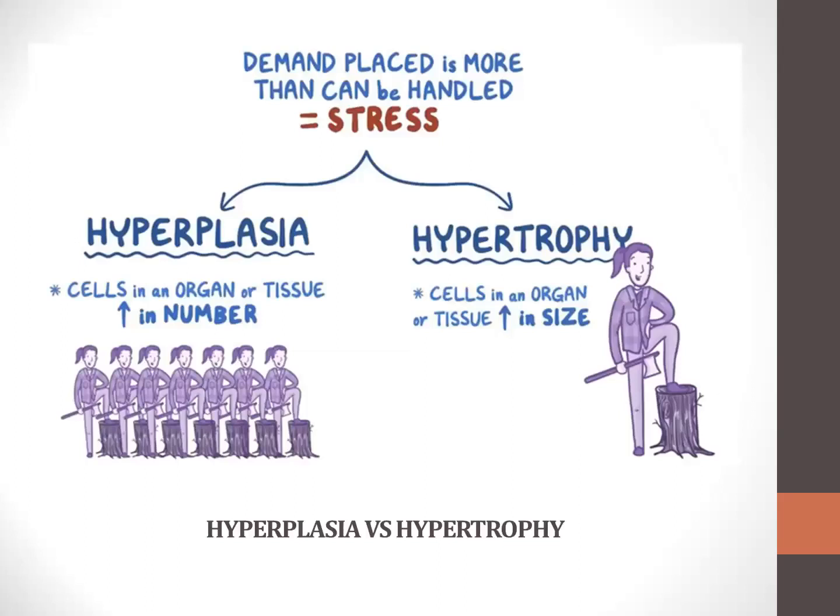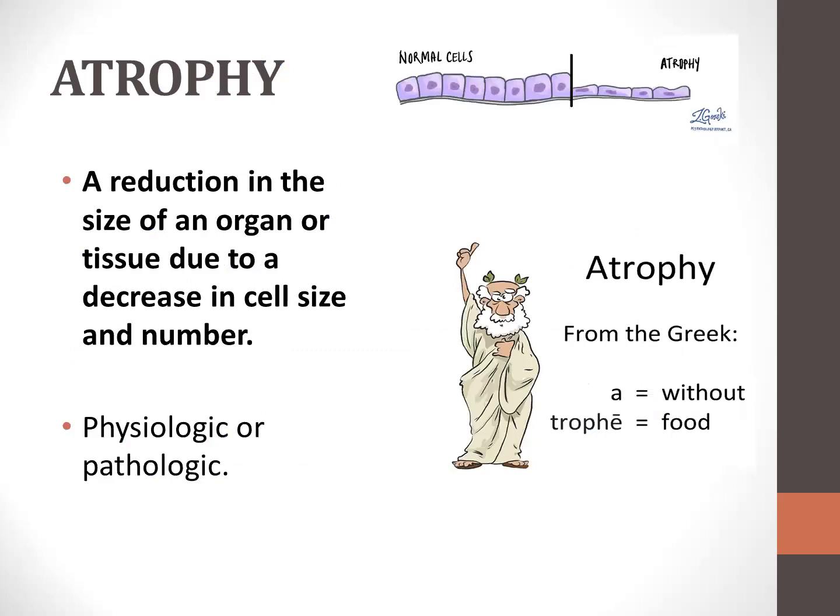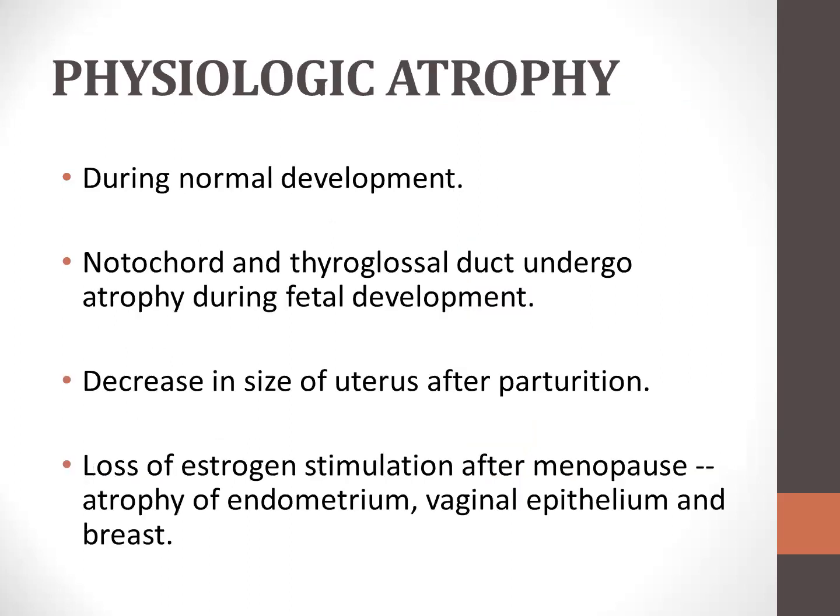Under stressful conditions, hyperplasia is the increase in the number of cells, and hypertrophy is increase in the size of the cells. Atrophy is another form of cell adaptation, and it is a reduction in the size of organ or tissue due to decrease in cell size and number. So ultimately, the metabolic activity and function of the tissue is also reduced. It may be physiological or pathological.